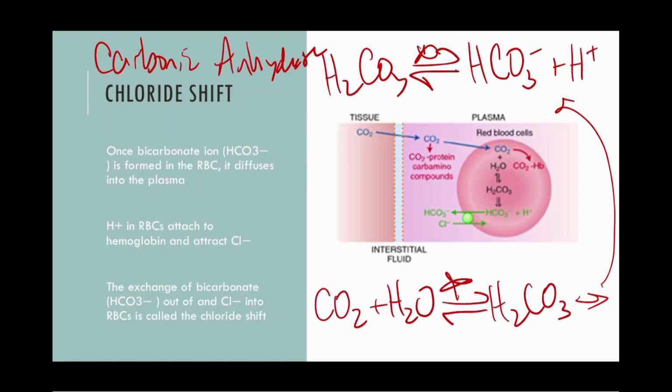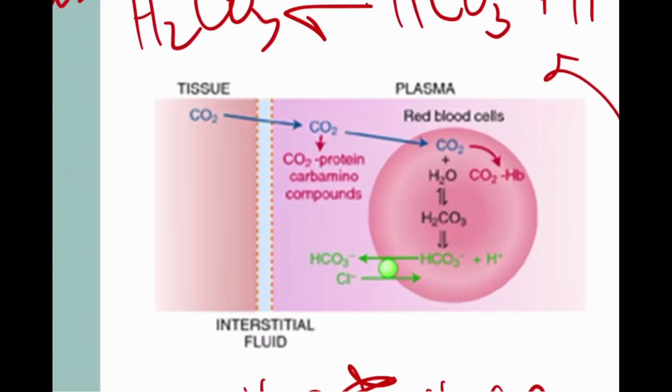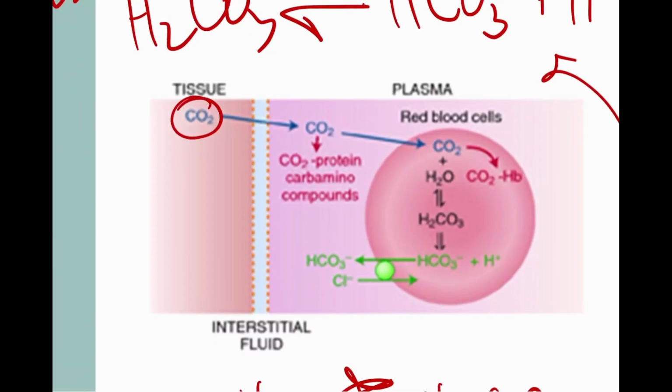Okay? So we have tissue producing CO2. Through diffusion, it goes into the plasma. We know a small percent will remain there. Most of it goes into the red blood cells. Some of it will go as a carbaminohemoglobin, that's CO2HB. But the majority of it is going to follow this direction.